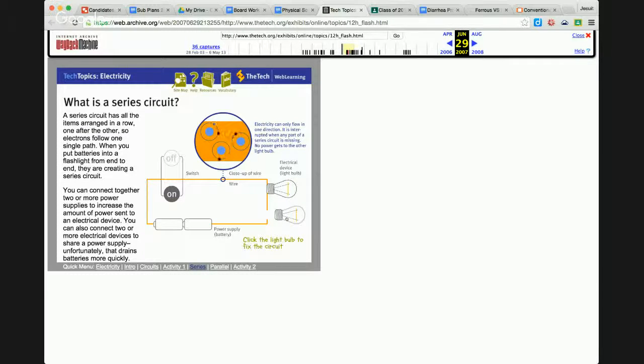So that's one of the things. If I put this back in, it all of a sudden works again. If I take a battery out, it also doesn't work. The circuit doesn't work. But now we're going to try something different though.